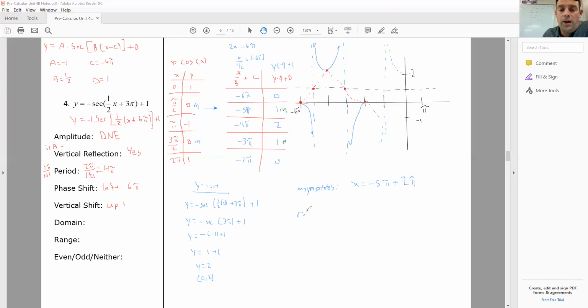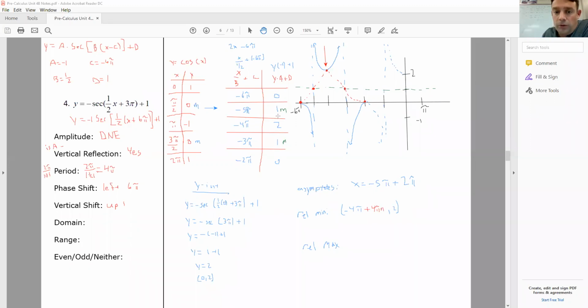Now the relative min and max. So the relative min, that'd be right here, the bottom of a valley. It's when my graph goes from decreasing to increasing. So that is at the point negative 4 pi and 2. So negative 4 pi and 2. But remember, got to add my period to it. So plus 4 pi n, because this graph will go on forever.